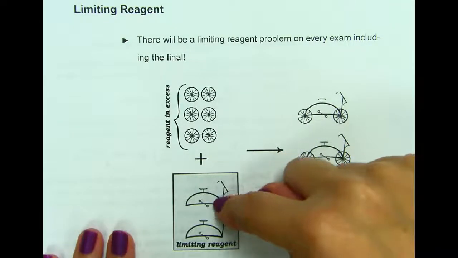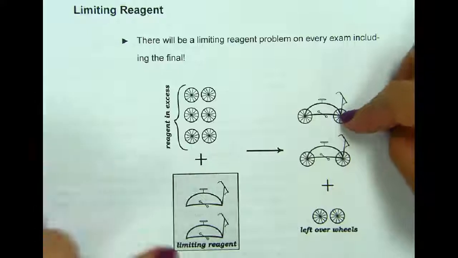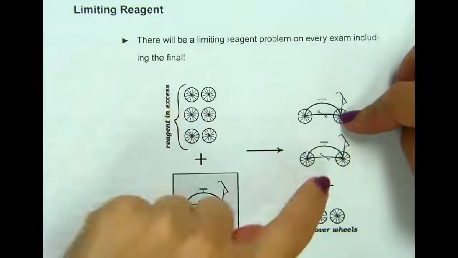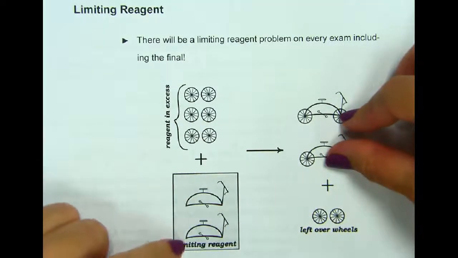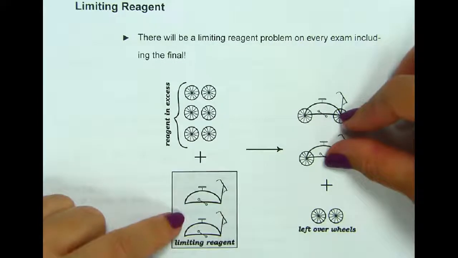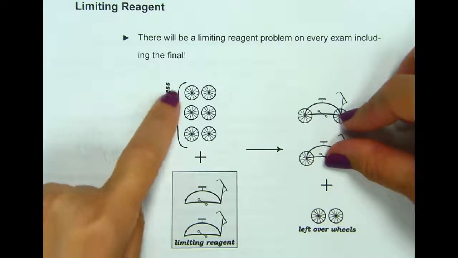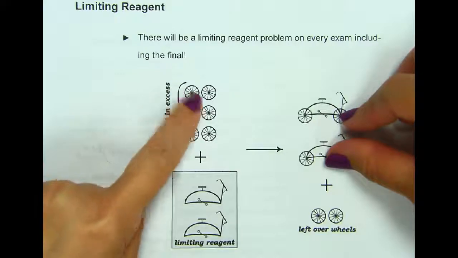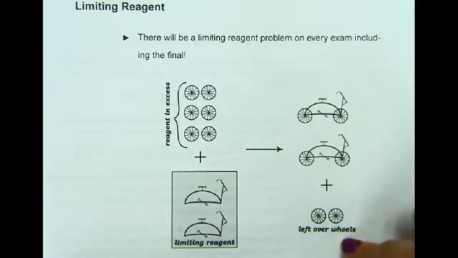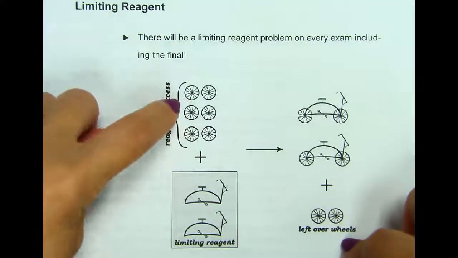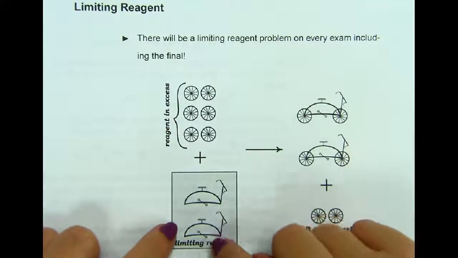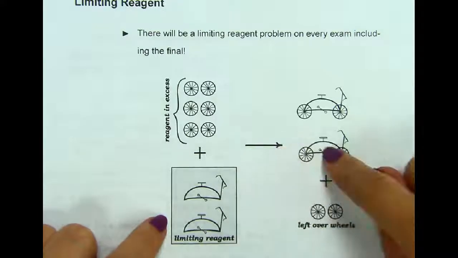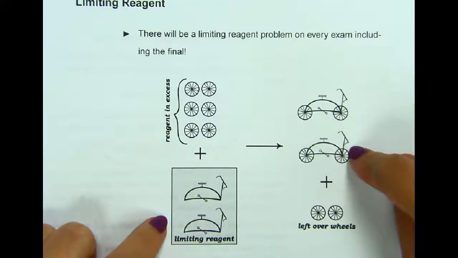So this bike frame will use 2 wheels to make this bike, and then this bike frame will use these 2 wheels to make this bike. So we are limited by the number of frames, but we're going to have an excess number of wheels. 2 of them, to be exact, are not going to be used, and so those are going to be what's left over. So this is your limiting reactant, your excess reactant, and based on the limiting reactant, that is how we know how much product we can yield.